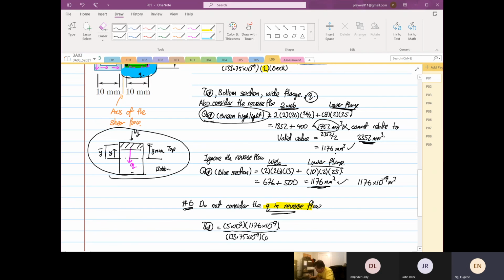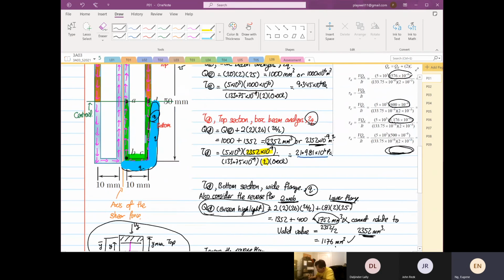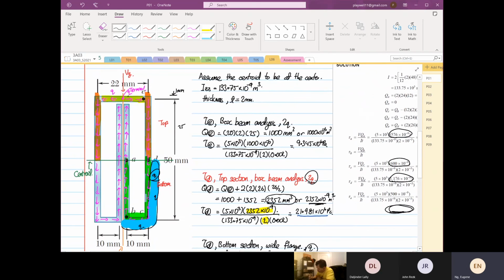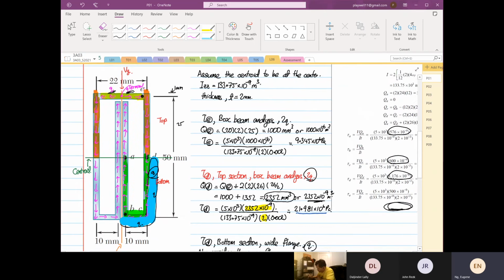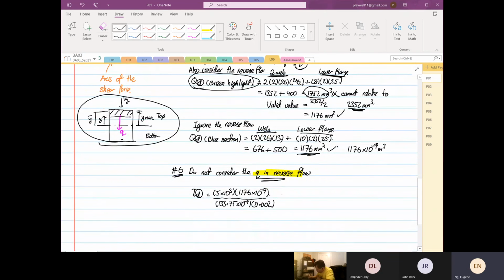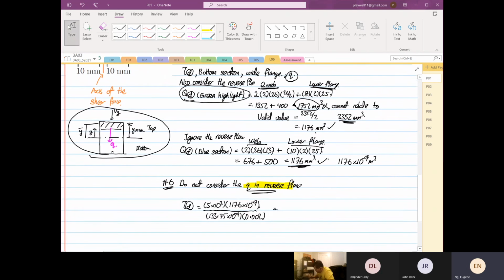And the thickness, there's only one thickness because there's only one Q. There's only one Q coming down here, not like over here, where one Q goes towards the left, one Q goes towards the right. So when we work this out, this will be equal to 5 times 10 to the power 3 times 1176 times 10 to the power minus 9, divided by 133.75 times 10 to the power minus 9, divided by 0.02. So we get 21.981.